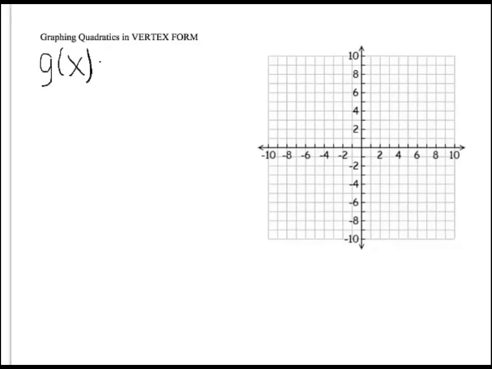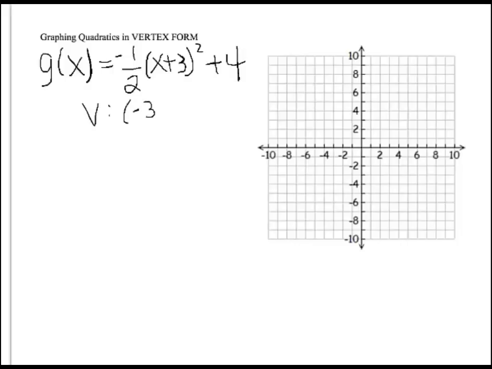Let's say that g of x equals negative 1/2 quantity x plus 3 squared plus 4. So your vertex is negative 3, comma 4. So plot that first. Okay, that means that my quadratic is symmetrical over the vertical line through that point. I could even write that as the line x equals negative 3.